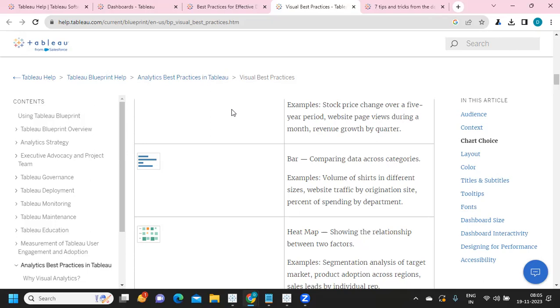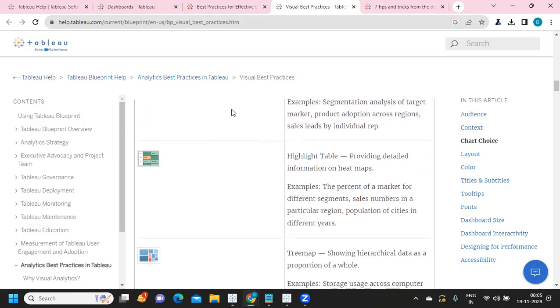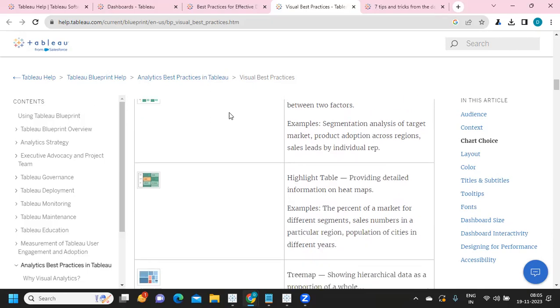Okay, so next are the heat map or tree map, and highlight tables. These are very important for showing your hierarchical data in a tree map, or showing the relationship between two factors in a heat map. This was often the question asked, between heat map and tree map. So tree map is for your categorical data, whereas heat map is for the relationship between two things. So you can use these types of charts.